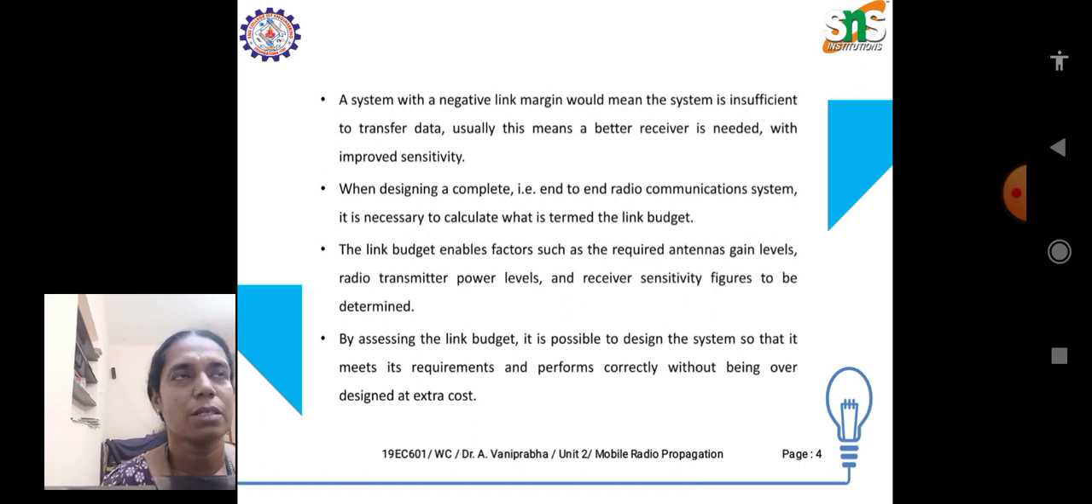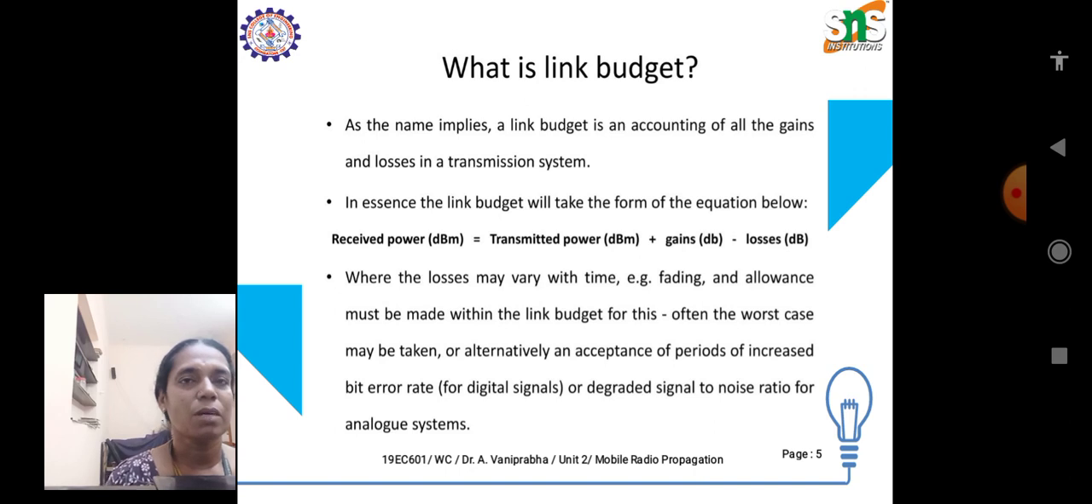What is link budget? Link, as the name implies, is nothing but some connection. Link budget is the accounting of all the gains and losses during the transmission system. In essence, the link budget will take the form of the equation: received power is equal to transmitted power plus gain minus loss. It considers all the things: power, gain and loss. The losses may vary from time to time, depending upon the fading, the distance, the obstacles and many other factors.